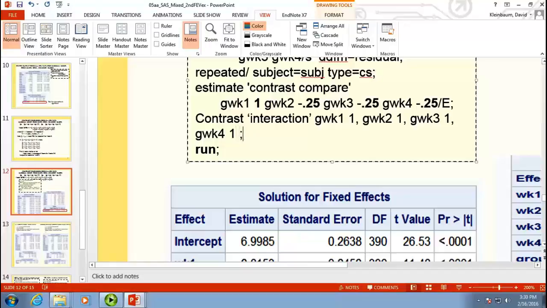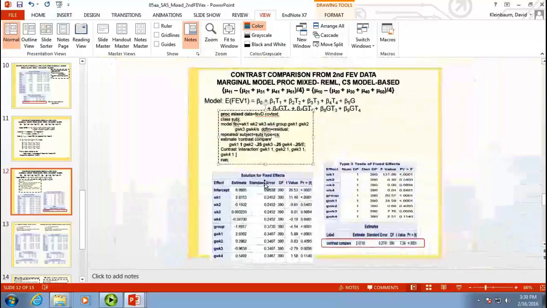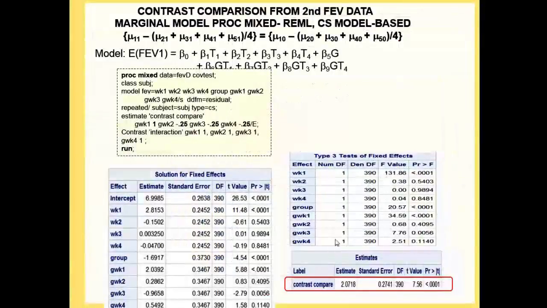Okay, so let's go back. Look at what I've added to this thing. See, contrast interaction, GWK1 1, GWK2 1, and so on. What is this testing? It's testing all the interaction.